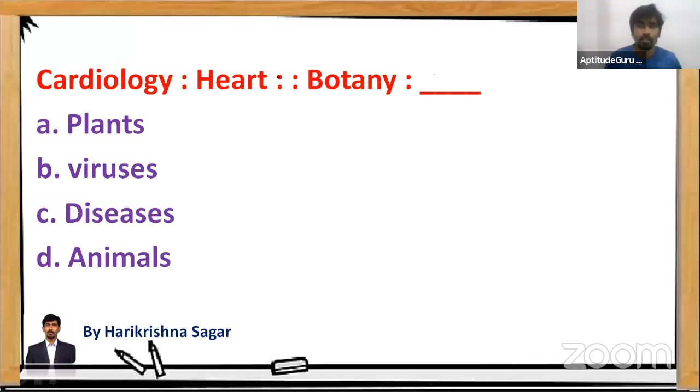Cardiology, heart, botany, dash. So how can we proceed with the answer choice? It's very simple. We can say cardiology is a study of heart. Botany is a study of what? Botany is a study of plants. We can say our answer choice is option A.